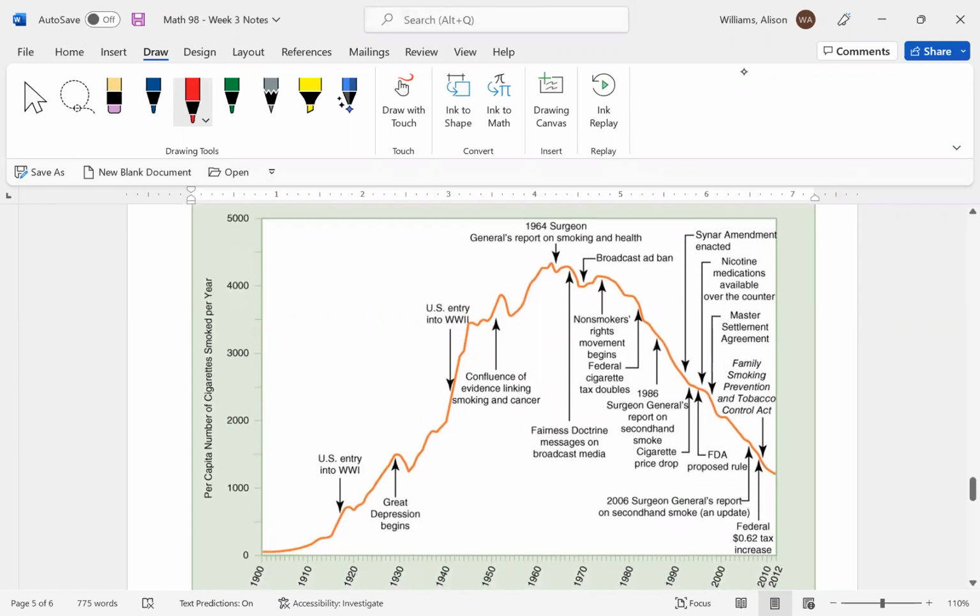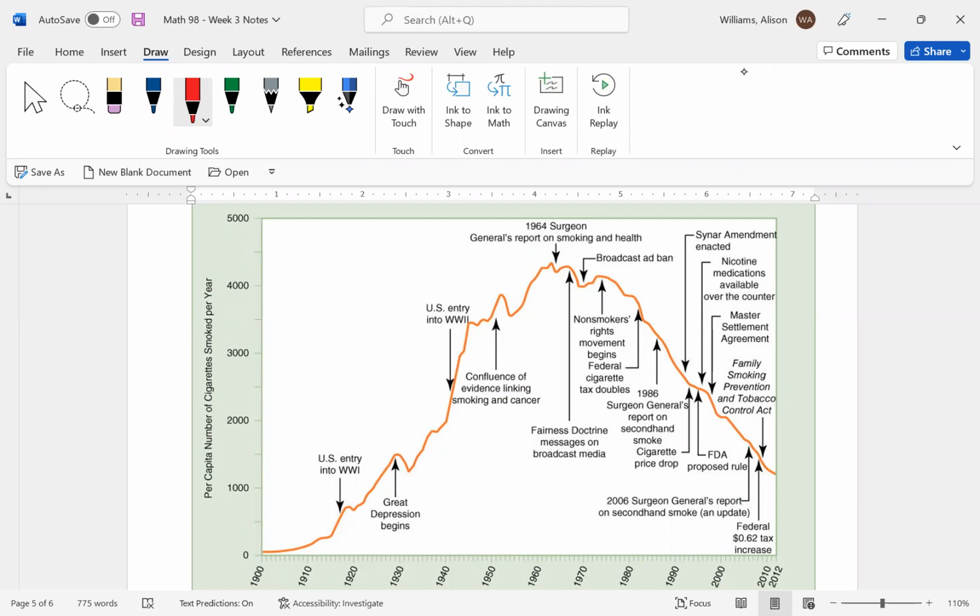And what we're seeing is that the number of cigarettes smoked per year is increasing all the way up. We have World War I, we see the Great Depression, and then we see a drop off after the Great Depression, probably people not being able to afford it as much. Then it starts steadily increasing again to World War II. Then we get to 1964, and for the first time, we have some people wondering if this is actually healthy. And the Surgeon General came out and was like, yeah, it's not good to be smoking. So we start to see a slow decrease.